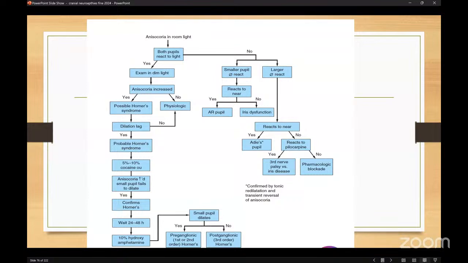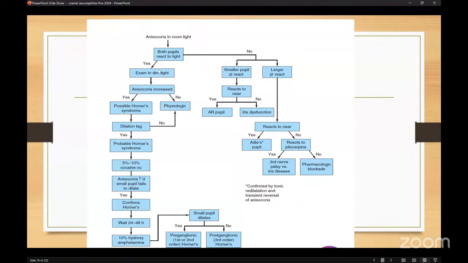So this is a very short pathway to remember: if the pupil is remaining dilated in bright light, that pupil is problematic. It could be because of the ADS tonic pupil, or third nerve, or pharmacological blockade. You check for accommodation first. If accommodation response is there, it is ADS pupil. If not, you put pilocarpine. If it responds to pilocarpine, it is third nerve. If it doesn't respond to pilocarpine, it is pharmacological blockade.